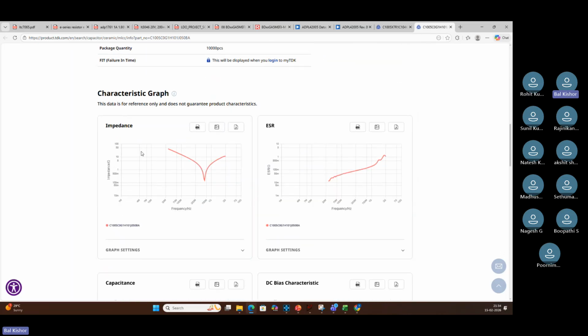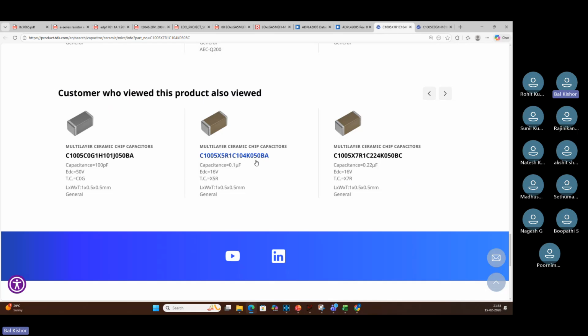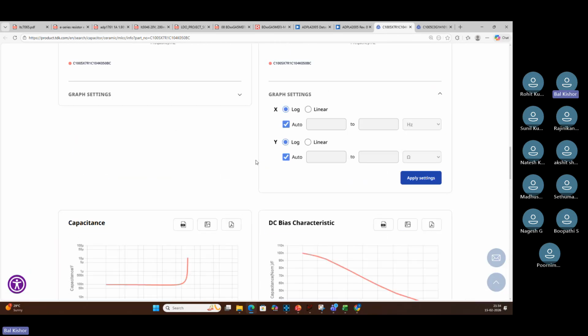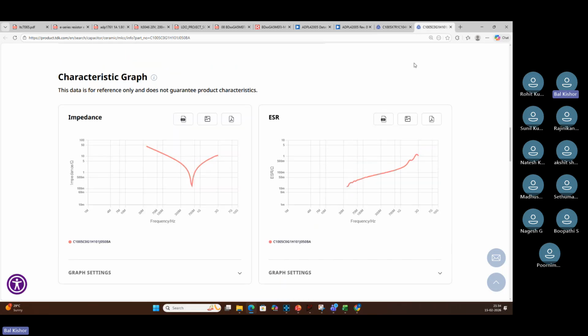If you go ahead to the impedance curve, what is happening? This is 50 ohm, and then it is going up to 100 milliohms. Where is ESR? Yeah, ESR has a drastic change here, but in C0G, ESR changes very little. Understood.